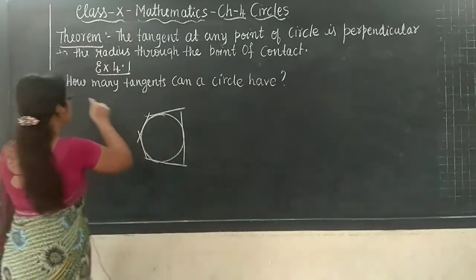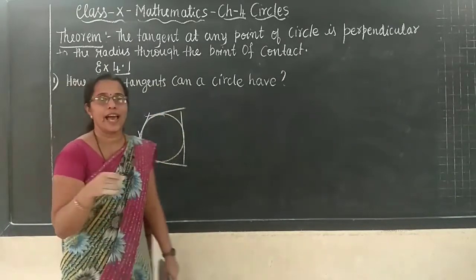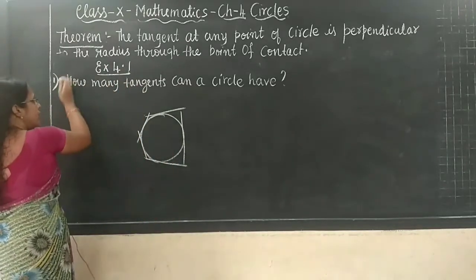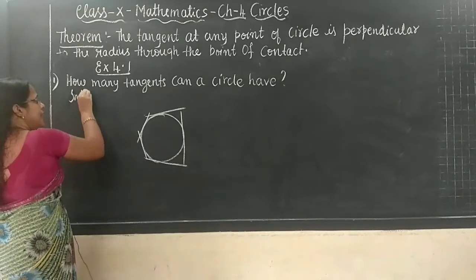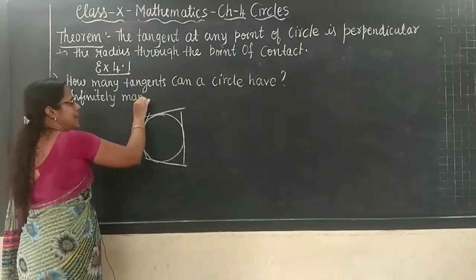Okay, children. So question number 1: how many tangents can a circle have? A circle has infinitely many tangents. So you can write your answer: infinitely many.